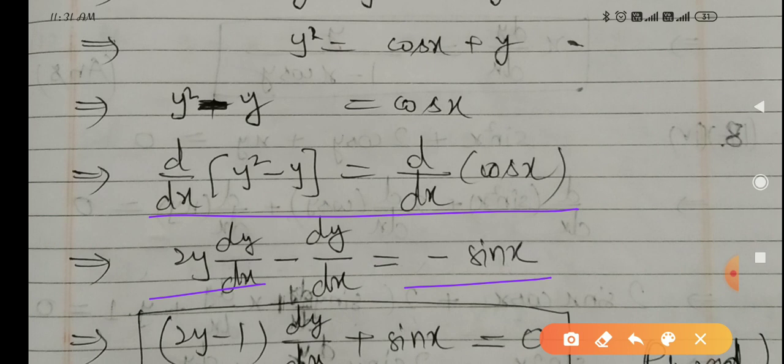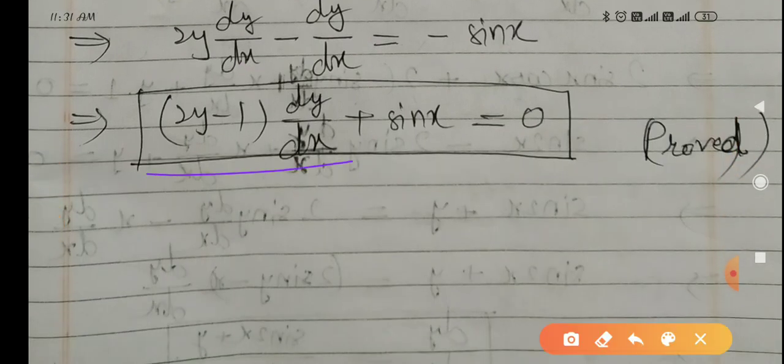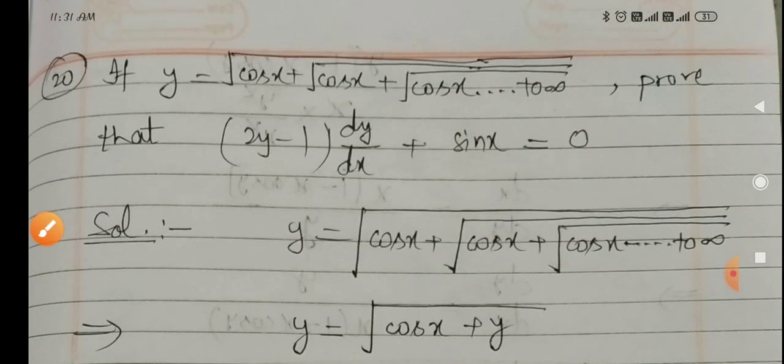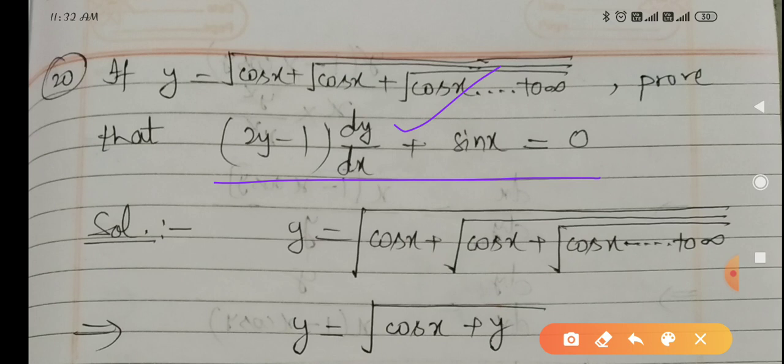Now you can take dy upon dx common in LHS, so 2y minus 1 dy upon dx, and this minus sin x you can take in LHS, so it will become plus sin x equals 0. So now you have seen how easily we have proved what was to be proved. It was looking like a very difficult question, but you have to keep only one step in mind. In an infinite series, if you delete one term, then also it is an infinite series, and you can take this inside term as y.